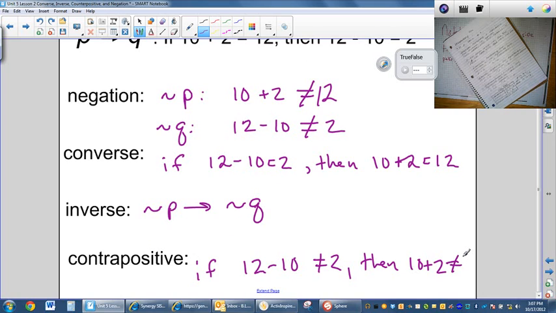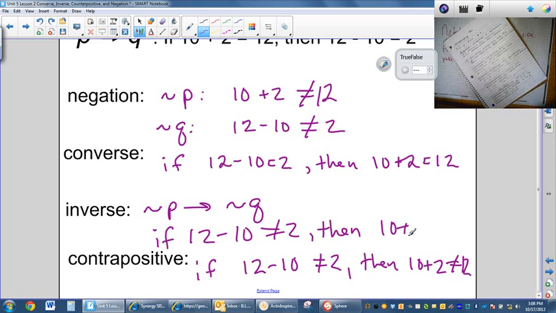Okay, what is the inverse? What's the inverse? Okay, read it. Read the negation of Q, it's right there in front of you. 12 minus 10 is not equal to... Then what? 10 plus 2 is not equal to 12.